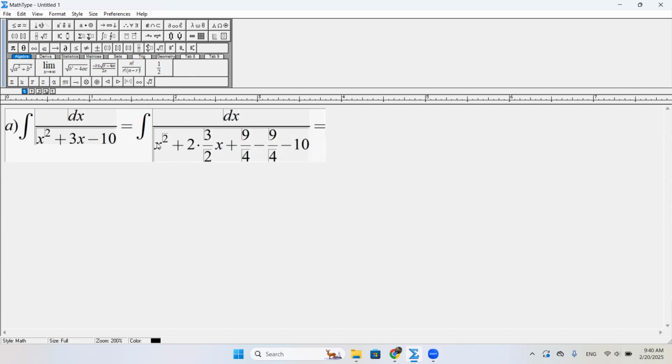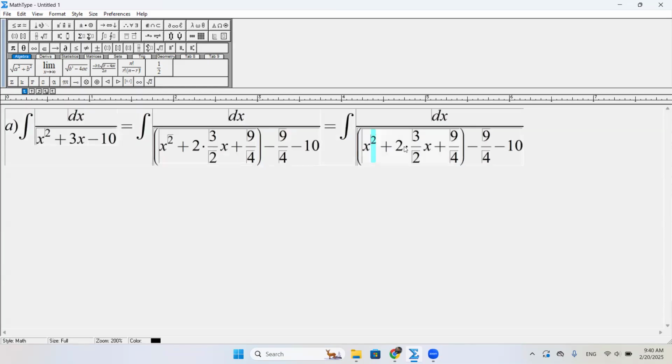Now, when we have the perfect square, let's collapse it. What do we have here? x plus 3 over 2 in power of 2. And what do we have here? Minus 9 over 4 minus 10, so minus 40 over 4. So it is minus 49 over 4. That's what we received.